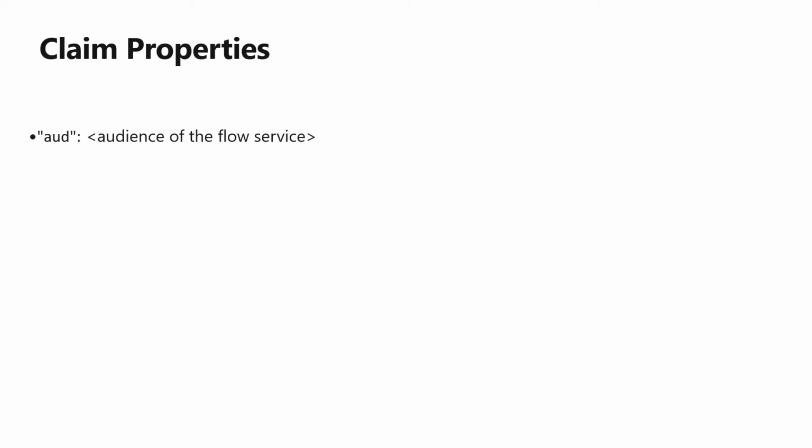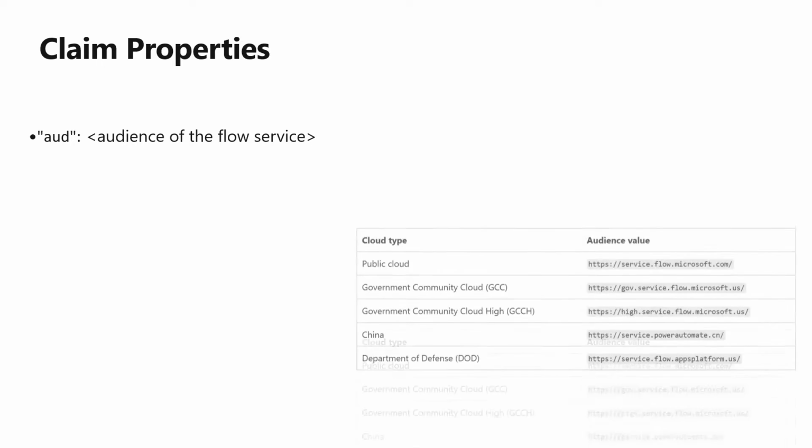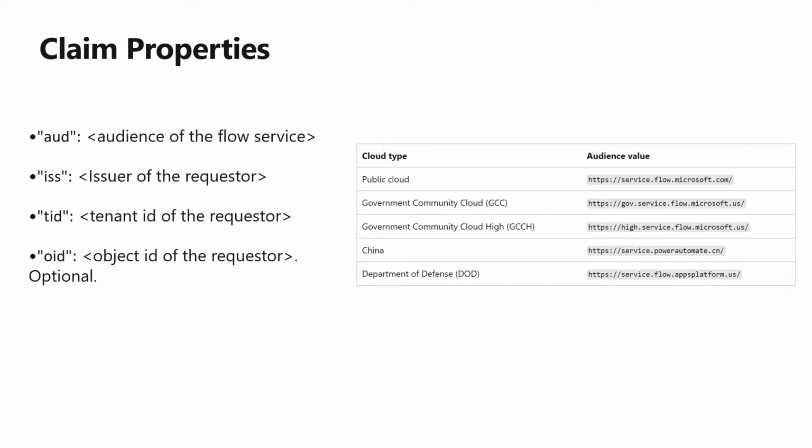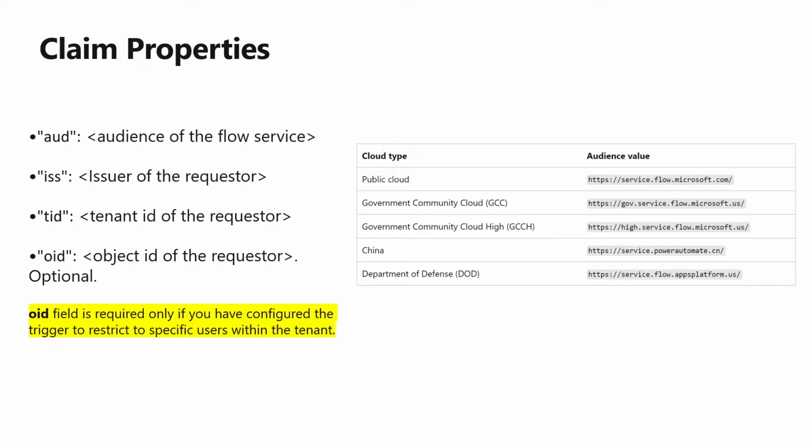The first one is audience, as sometimes people refer to this as scope. This is one of the most important ones. These are the available values based on the cloud type you're working in. The second one is ISS, the authentication provider. The third one is the tenant ID. The fourth one is the object ID of the calling user. This is optional. It's only required if you go with the second option, to restrict your flow only to specific users within the tenant.